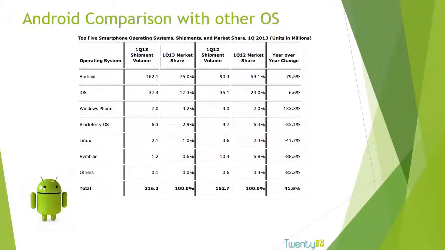IDC has released a new report on global smartphone shipments broken down by operating systems, revealing that iOS and Android collectively account for a staggering 92.3% of worldwide smartphones. Apple's share stands at 17.3%, while Android share has grown to an astounding 75% in Q1 of 2013.